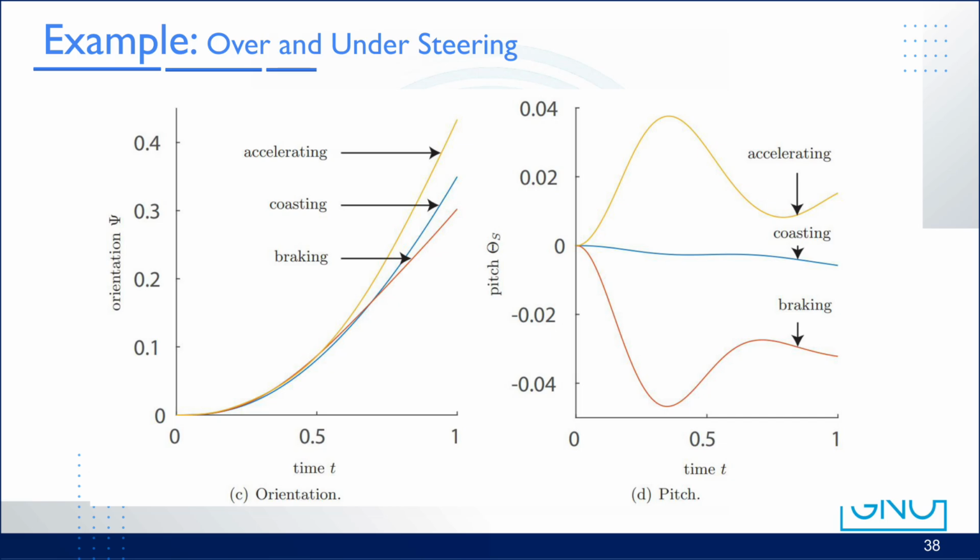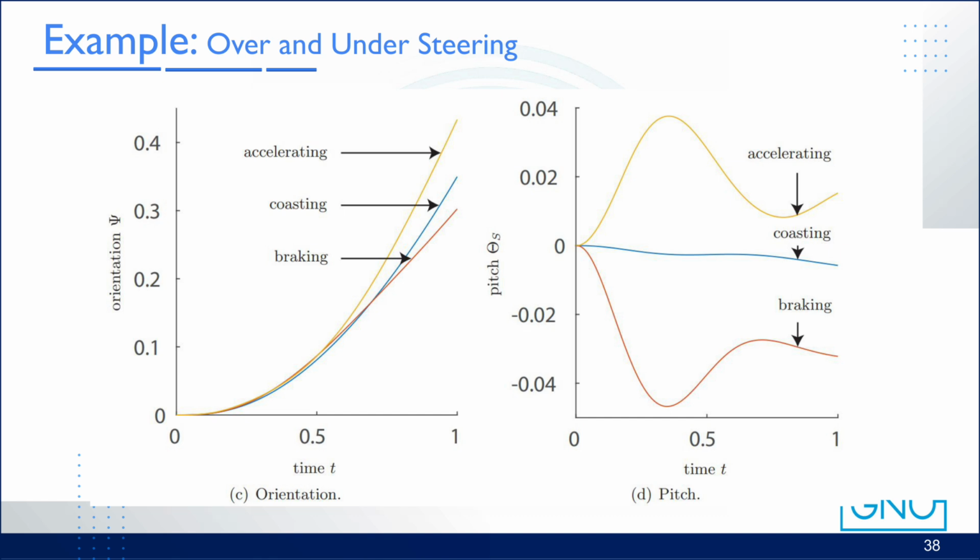Now look at the right graph. It shows the pitch angle, denoted as theta sub s, θ. Pitch describes how the vehicle body tilts forward or backward. During acceleration, the front end lifts and the rear squats. This is a positive pitch.